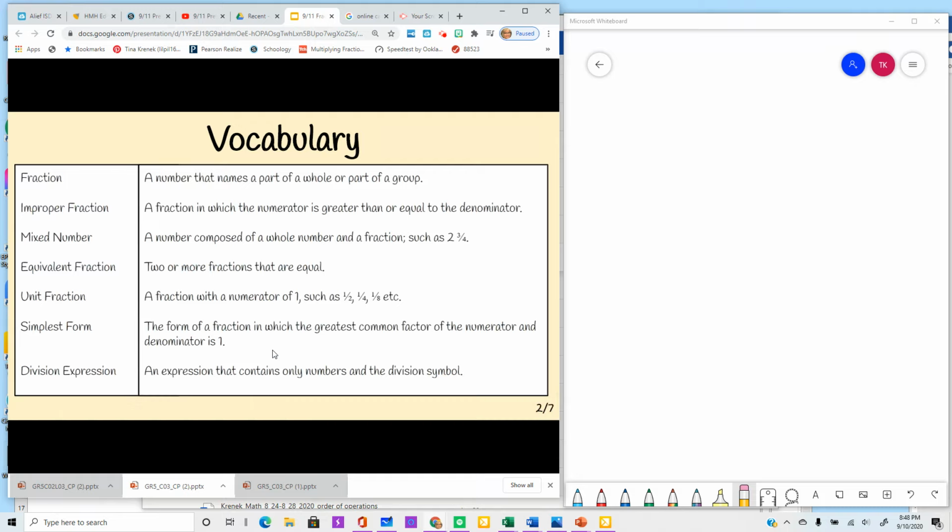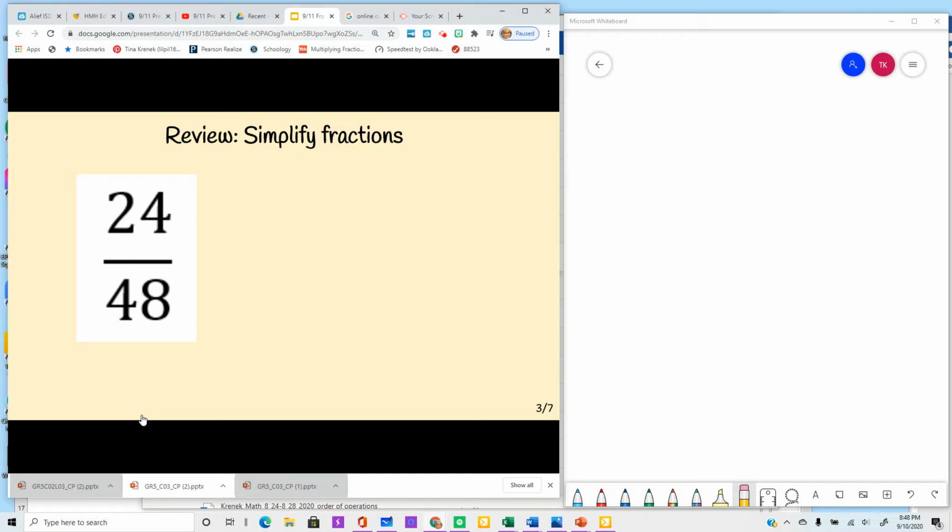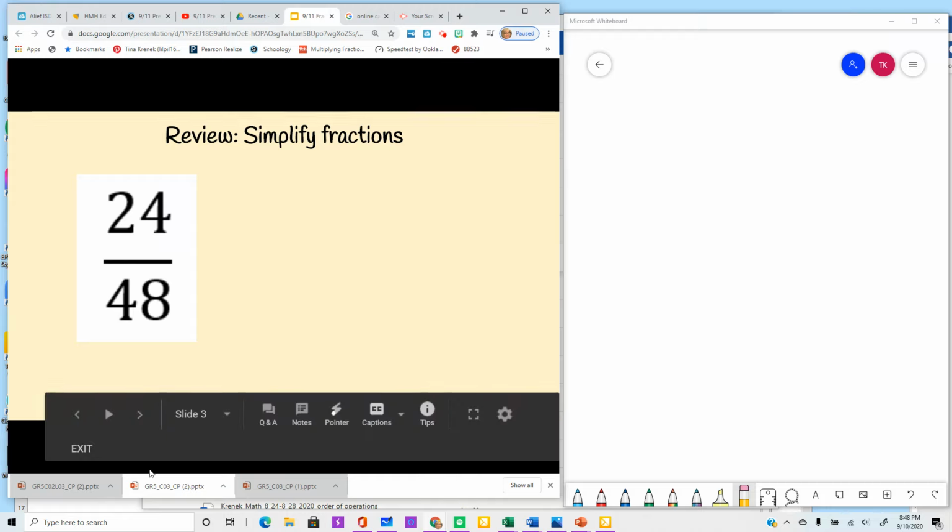And today we're going to take a look at division expressions, an expression that contains only numbers and the division symbol. So make sure you have these notes in your notebook for later reference. So just to review, simplifying fractions.